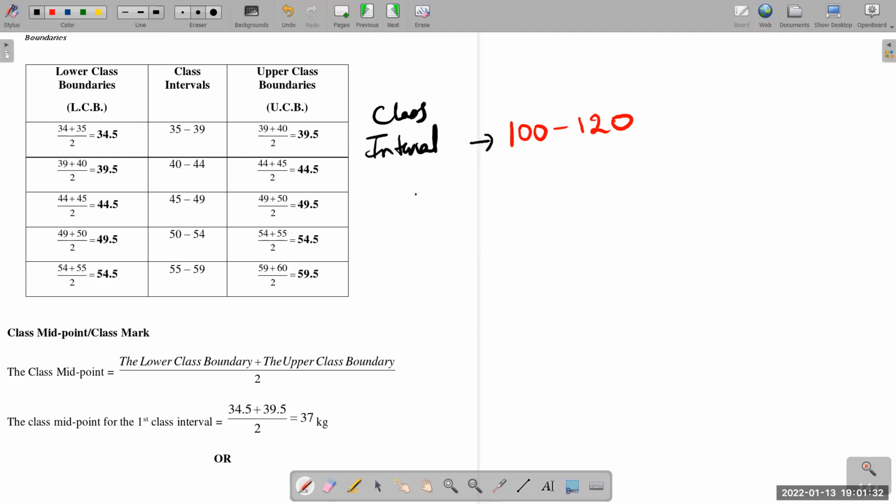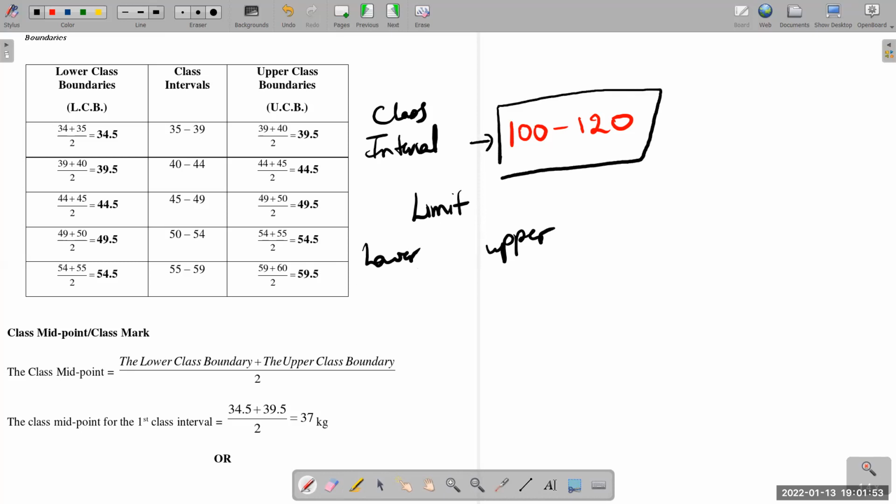So I'm going to ask everybody, what would be the limits? We have an upper limit and a lower limit. Let's always start with the low. So we've got the lower and the upper. What would be the lower limit for this interval here? Anybody? What is our lower limit?